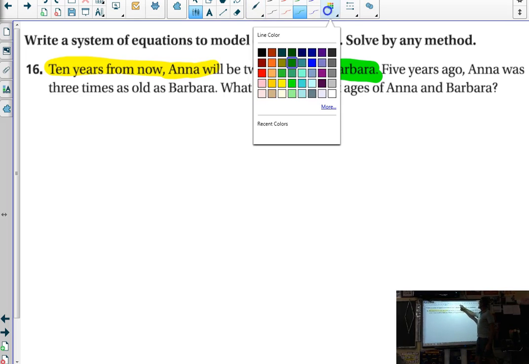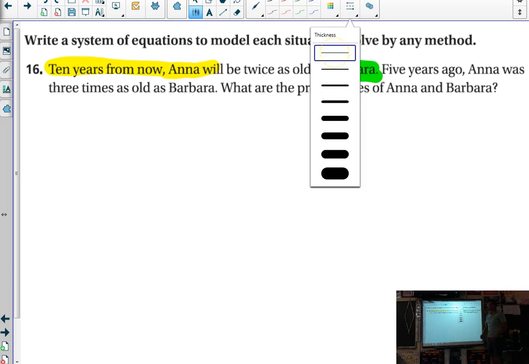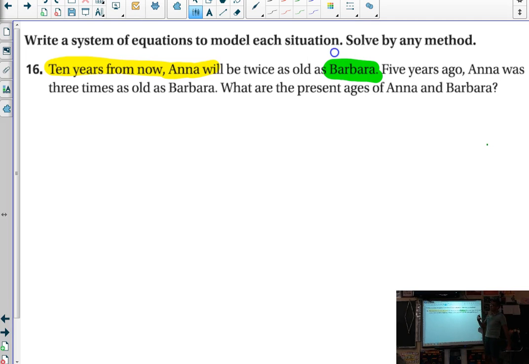All right. So they give us these weird statements. 10 years from now, we know that Anna will have aged 10 years and Barbara will have aged 10 years. So 10 years from now, we'll have A plus 10 and B plus 10. Because right now, we're going to say Anna is A and Barbara is B. Those are their ages today.